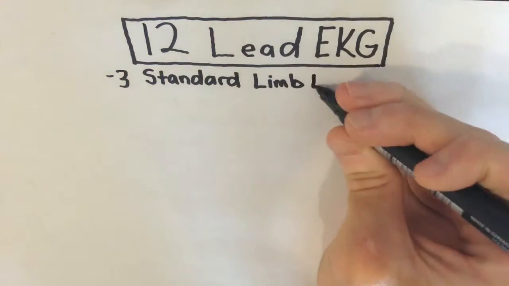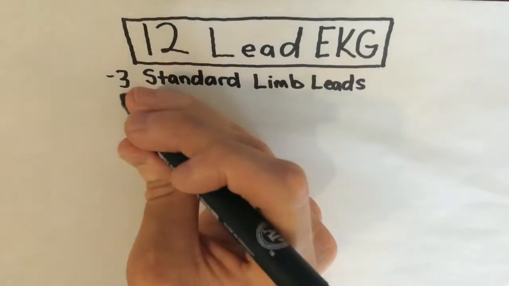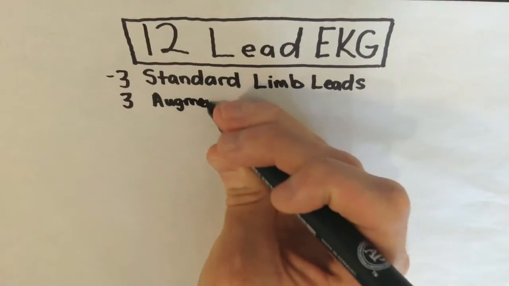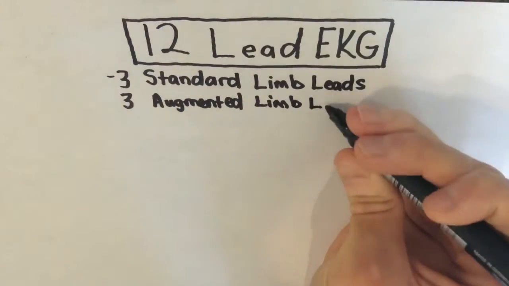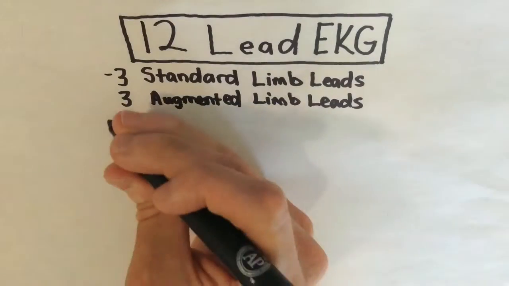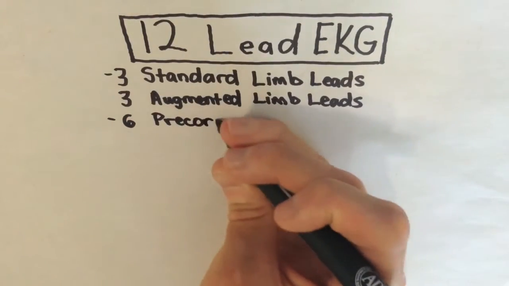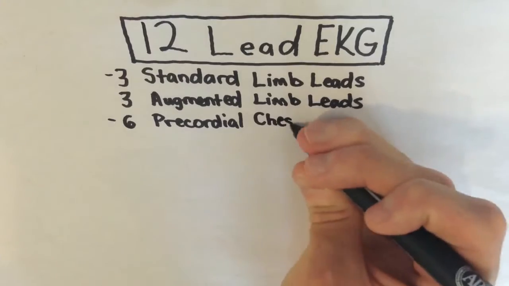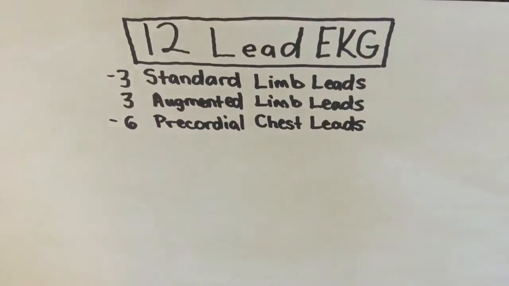So in a 12-lead EKG series, you have 3 standard limb leads, 3 augmented limb leads, and 6 precordial chest leads. Let's do a quick review.